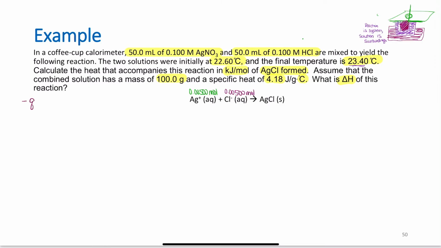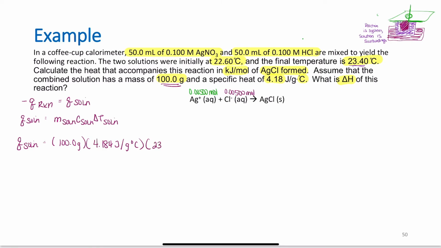So we've got negative Q of reaction equals positive Q of solution. I know Q of solution is equal to the mass of the solution times specific heat of solution times change in temperature of solution. Q of solution, I've got 100 grams of solution. How do I know? Assume that the combined solution has a mass of 100 grams. Specific heat, 4.184 joules per gram degree C.